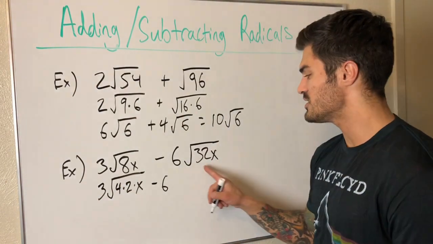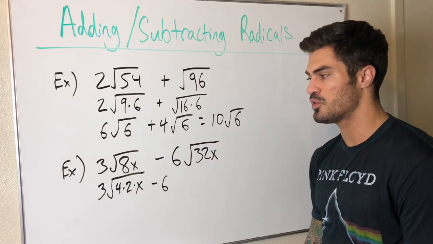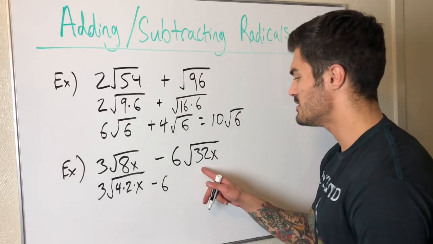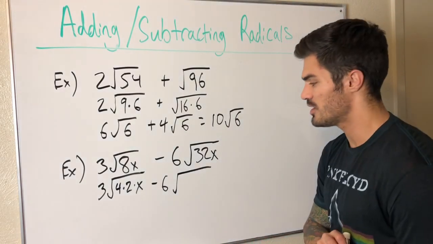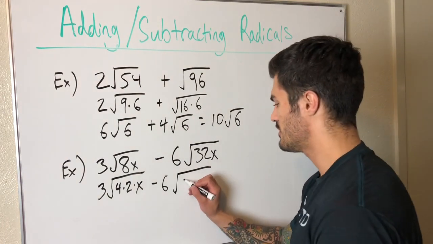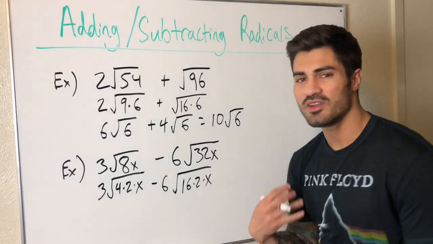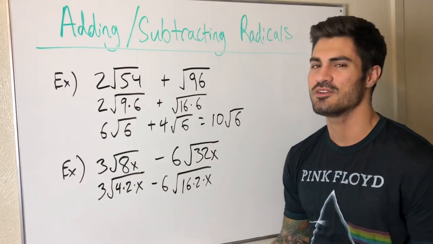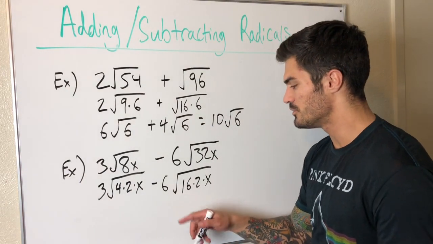Minus 6, and what is this 32? What can I pull out? I can pull out a 4. Let's see, 4 times 8. But I can pull out another 4 from that 8. So let's break this down fully. Let's see, 32. What can I pull out? 16 times 2, right? 16 times 2 times x. See, even I sometimes have to do a little bit of thinking, a little bit of investigating. You don't always see it right away. That's okay. So 16 comes out as a 4.